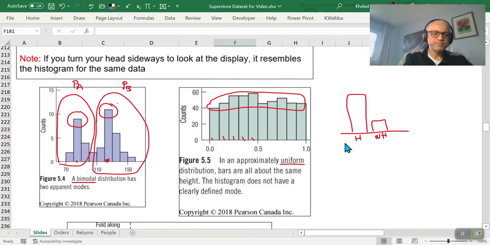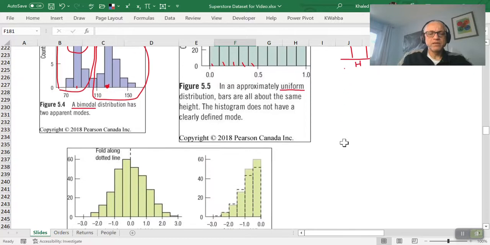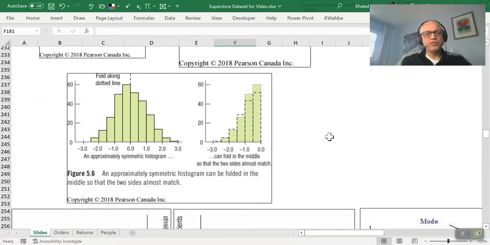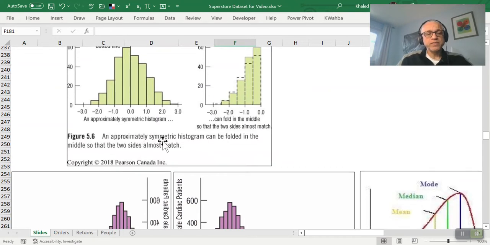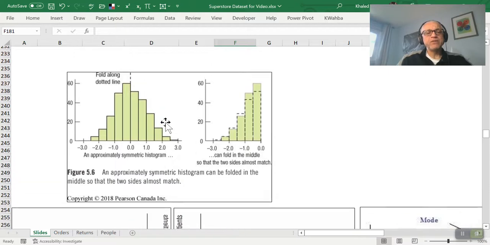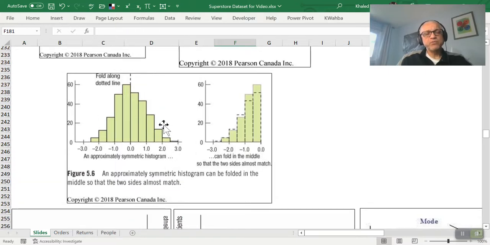So let me go down here. This is another distribution that shows you symmetry, which means if you take a line in the middle, you will have two halves equal to each other, and this is what we call a symmetric distribution. And usually in a grading system, we like very much to have a normal distribution like this, or maybe a symmetric distribution. That means the middle will be the average.